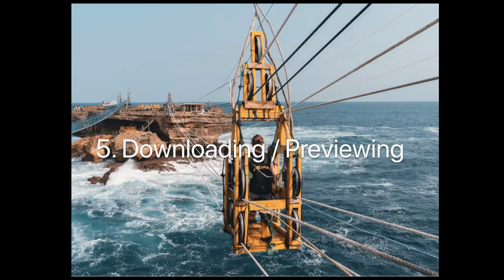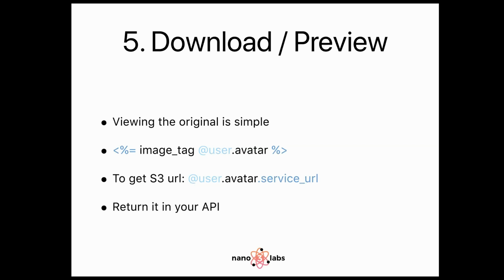Which brings me to the final step in the file lifecycle, which is downloading and previewing your files. And that ties it all together. It's really easy to do with Active Storage, probably one of the easiest things to do. If you're using a Rails view, you can just use an image tag and plop your attached model in there and you're done. If you need the service URL, you can get it by using the service URL.